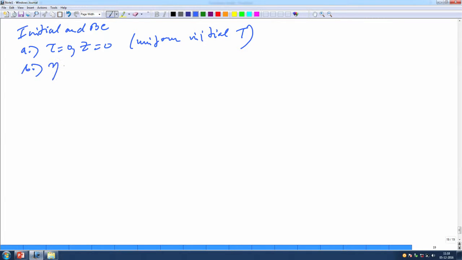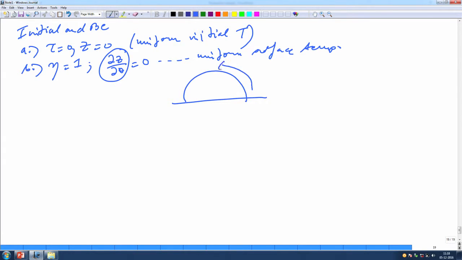B, at neta equal to 1, that means at the surface of the droplet, dz by d theta is equal to 0. This is once again uniform surface temperature at any point. This we said, the surface temperature is always uniform regardless. So, there is no theta variation. Theta variation means there is no angular variation. If you take this as your droplet, so this is your theta. So, in this theta there is no variation, which makes sense, correct.